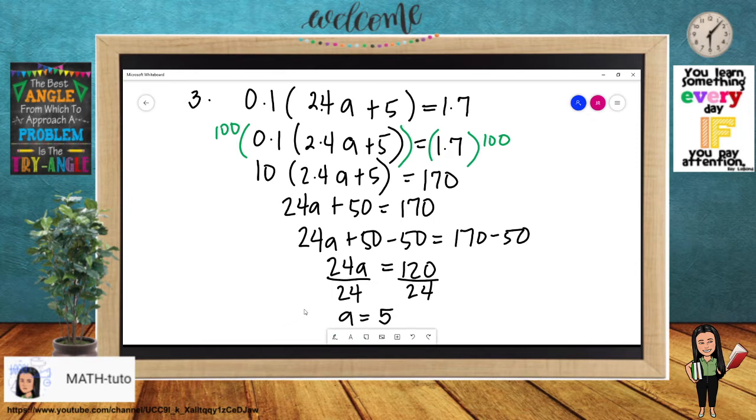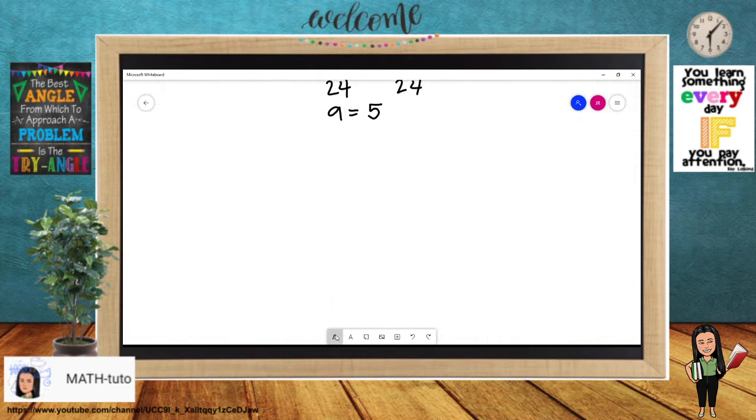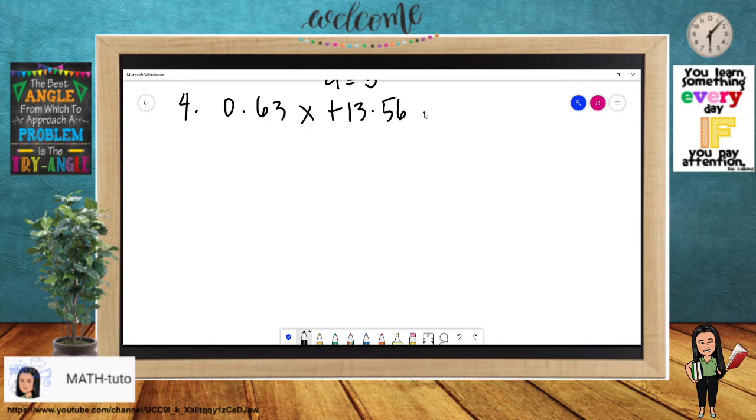Okay, let us have another example. Number 4. Okay, 0.63x plus 13.56 equal to 0.96 minus 2.52x. Ito, may variable sa parehong side. Okay, multiply natin siya by 100.